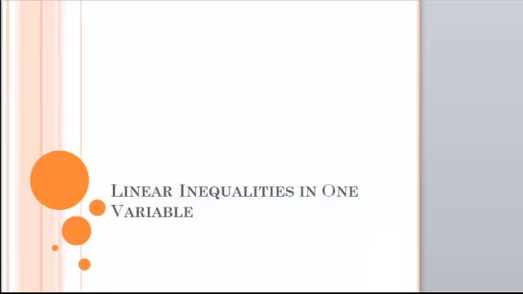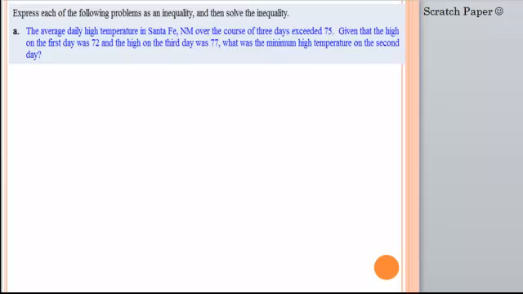Now it's time for linear inequalities in one variable. The average daily high temperature in Santa Fe, New Mexico over the course of 3 days exceeded 75. Given that the high on the first day was 72 and the high on the third day was 77, what was the minimum high temperature on the second day?